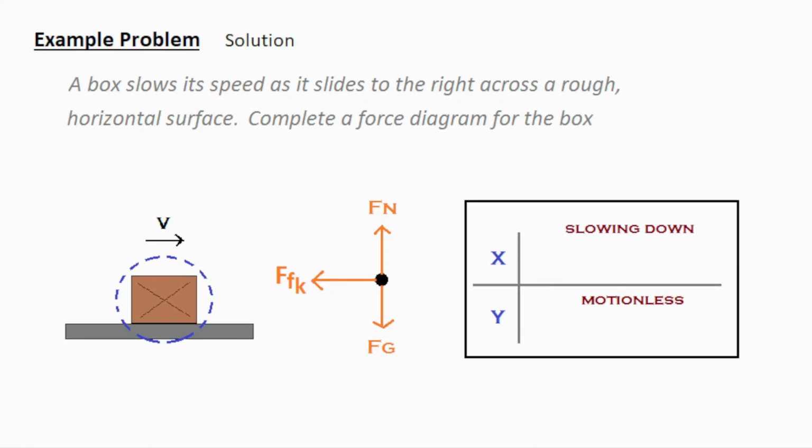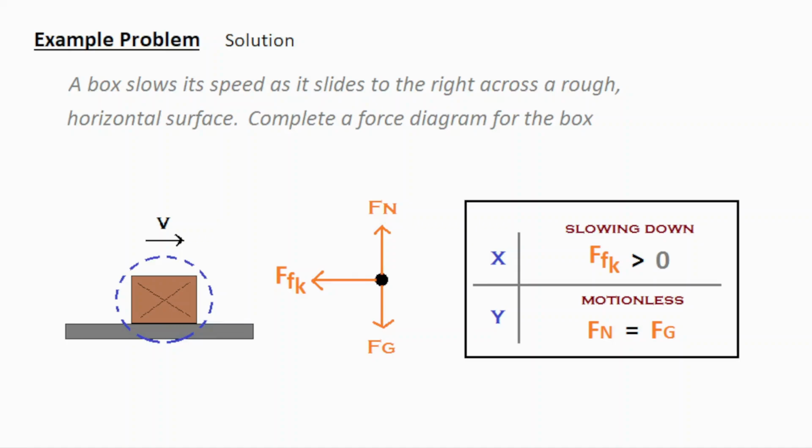In the vertical plane, the object is motionless, so the normal force is balanced with the gravitational force, and I'm showing that in both the diagram and the equation. Horizontally, though, the object is slowing down and accelerating, so forces should be unbalanced. Well, here I have a force to the left and no force to the right, and that is why the object is slowing down.